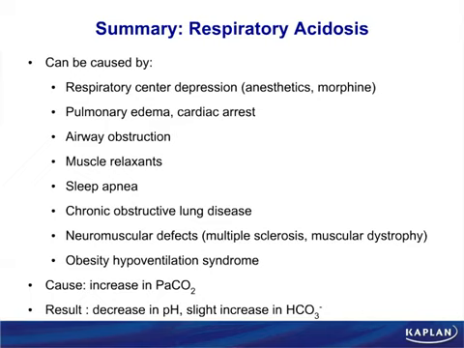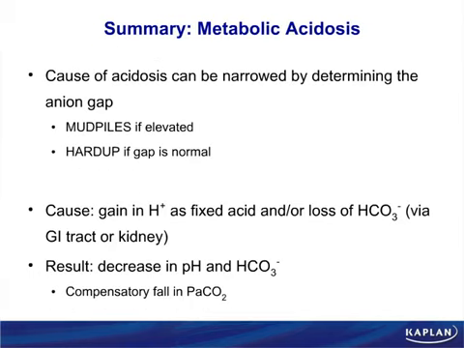If I start to have problems with the muscular system, like with MS or muscular dystrophy, you have to remember all muscles responsible for moving air are skeletal muscle. And there is obesity hypoventilation syndrome. I mean, an increase in CO2, that is hypoventilation. Now, for a metabolic acidosis, the cause can be narrowed down with that anion gap. Mud piles if elevated, hard up if gap is normal.